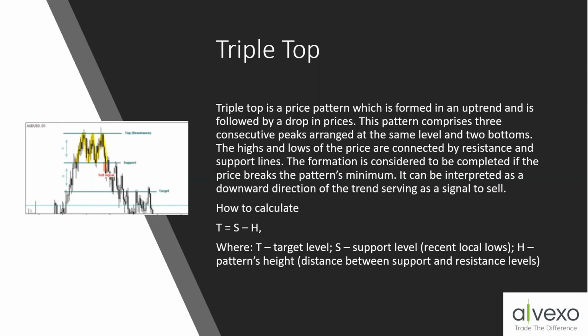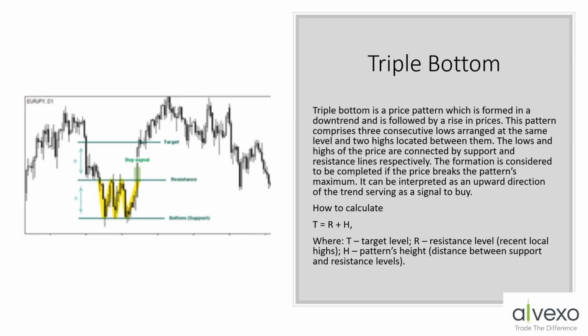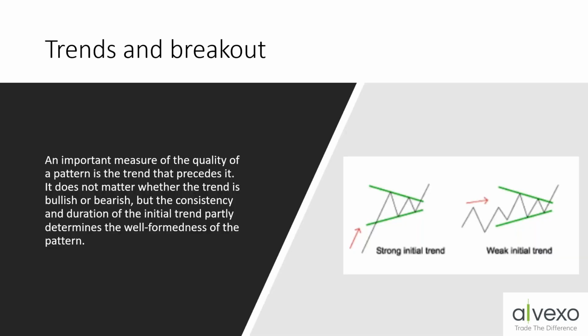And triple top has a very standard calculation, a very easy calculation. The target point would be S minus H, the support level minus the highest point, or the top of the resistance level. And that would give you the target point. Not difficult calculations. Same thing is true for the reversal for the triple bottom.